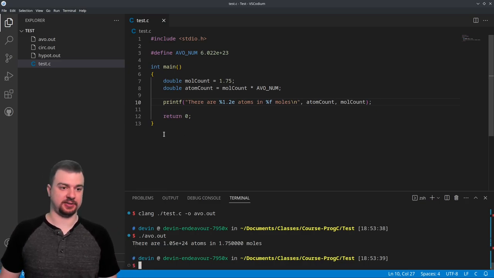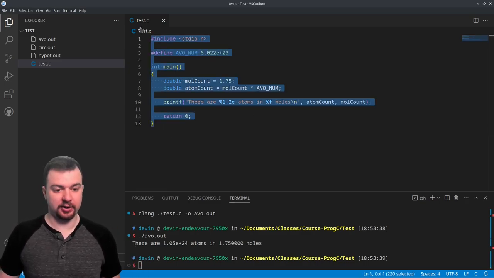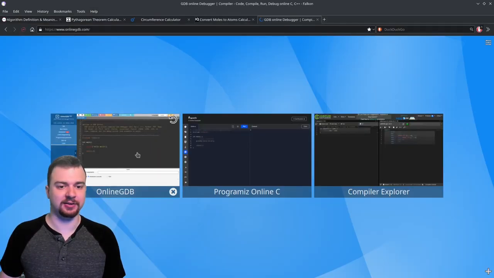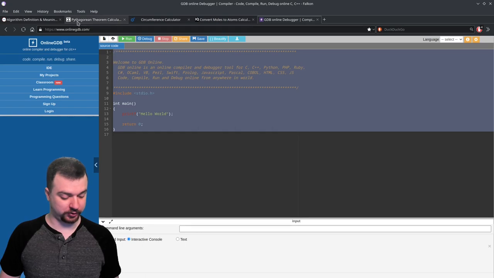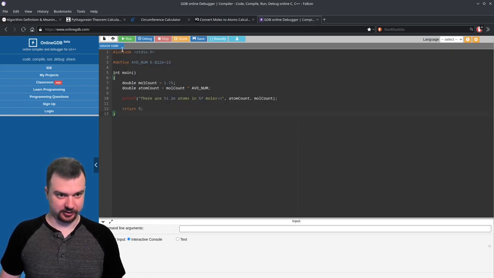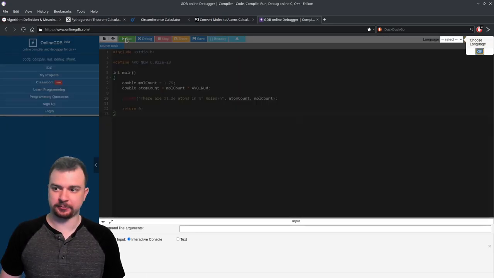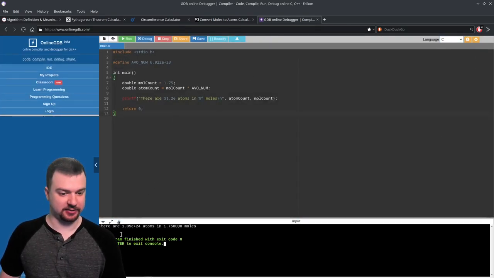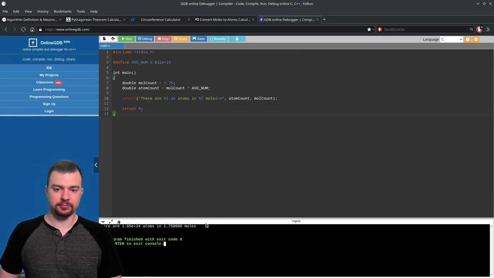And again, like I said, I will show at least this particular one running in online GDB. If you wanted to follow along, I'll just run it real quick. That's the language, my bad. So yep, there we go. 1.05e+24, 1.75 moles. Good to go. So that is all I've got for this video.